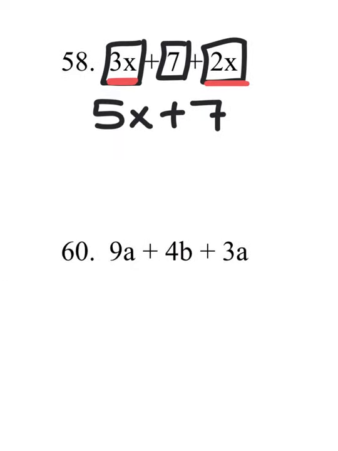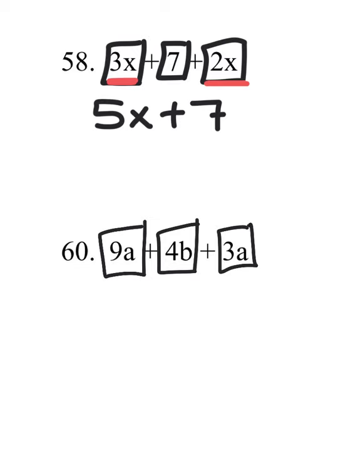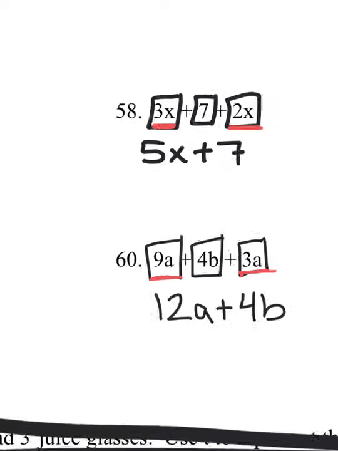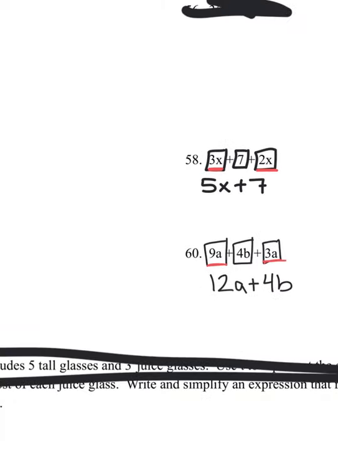For 60, again, I'm going to pick out each of my terms so I can see what I'm working with. I notice right away that we have A here and A here. I'm going to combine my like terms, so my A's. So 9 plus 3 is 12. Bring down my variable. And then I have 4b. I can't do anything else with the 4b because I don't have any other terms like it. So our answer is going to be 12a plus 4b.